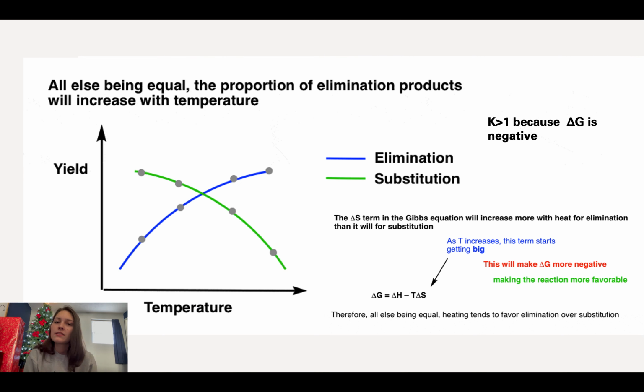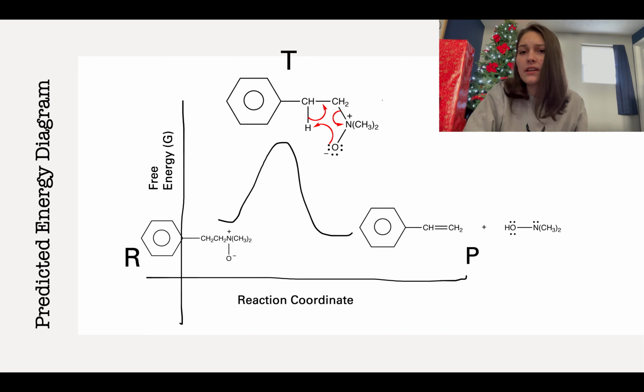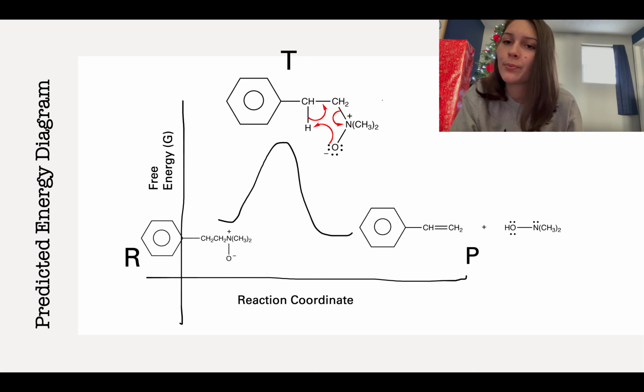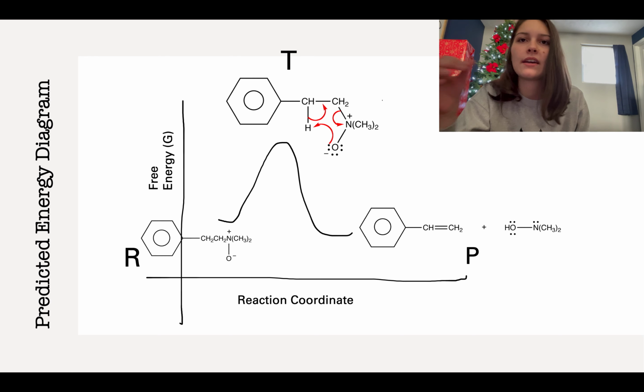Increasing the number of species in a solution means greater entropy, which means that the negative T delta S term in the Gibbs equation increases in magnitude as temperature is increased. Increasing temperature speeds up the reaction, as well as making delta G negative. This also lets us infer that K is less than 1. Because Cope elimination is an elimination reaction, there will be fewer reactants than products. This is how I predicted the energy diagram.